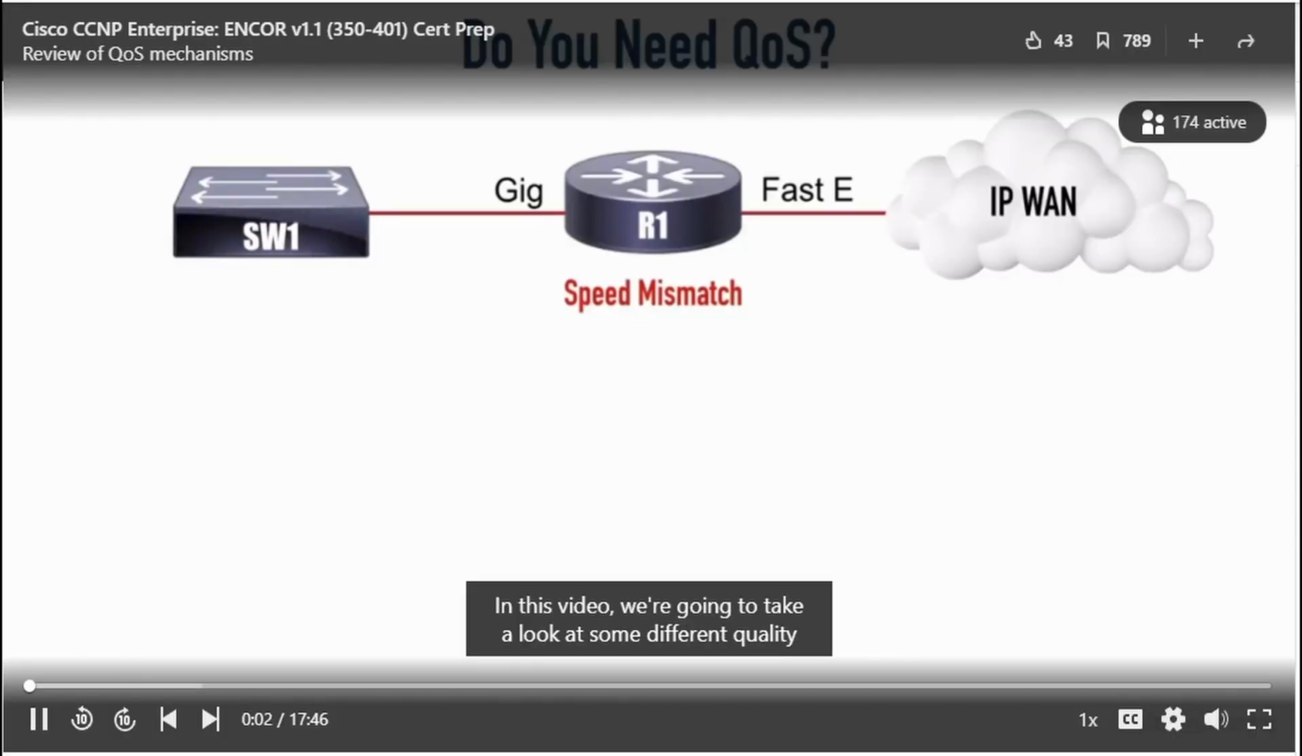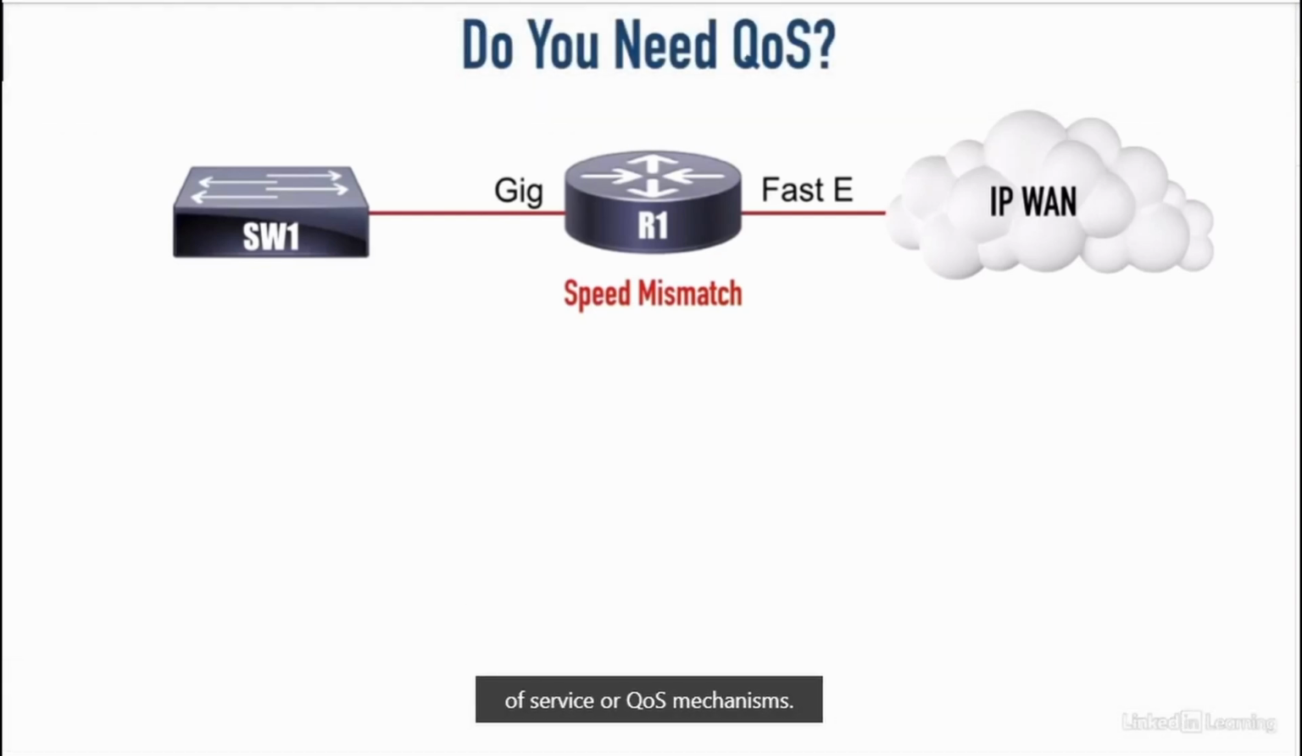In this video, we're going to take a look at some different quality of service or QoS mechanisms. First, let's identify when or if we might need QoS. One time we might need QoS is in a situation like this where we have a speed mismatch. Notice that we're coming into router R1 on a gig link, but we're going out to the IP WAN on a fast Ethernet link. That's a 10-to-1 speed mismatch. And if traffic is coming in faster than we can send it out, that could cause some congestion on the output interface of that router.